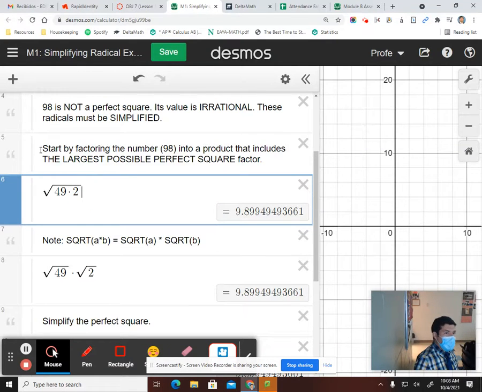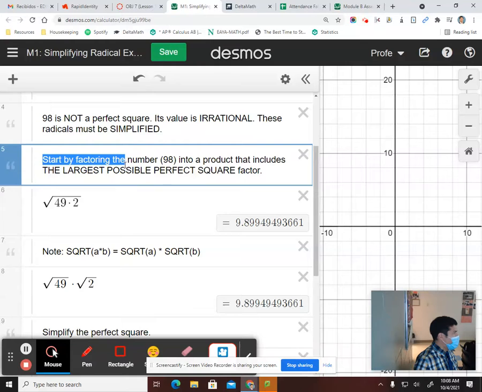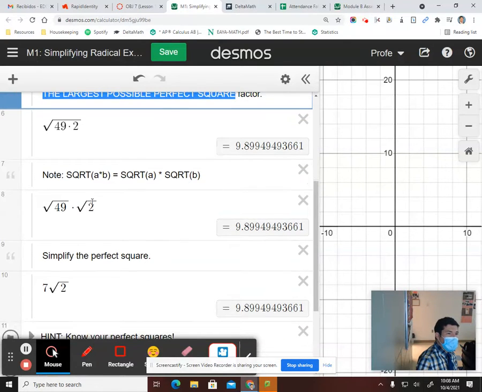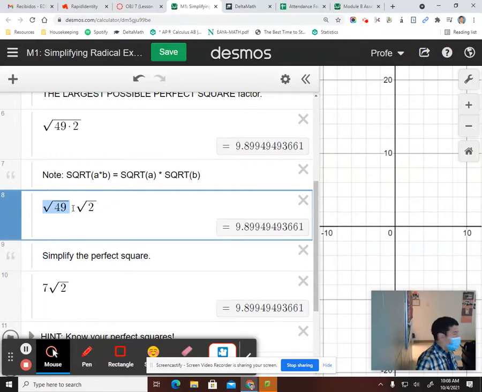Now, I have right here in the notes, not only should you factor it, but you should also make sure that your factor includes the largest possible perfect square in the factoring process. So I know that there are multiple factors of 98, but 49 and 2 happen to be the very best pair. All right? Why? Because 49 is actually a perfect square. The square root of 49, many of us know, is... what is the square root of 49? Oh, 7. Okay? The square root of 49 is 7.